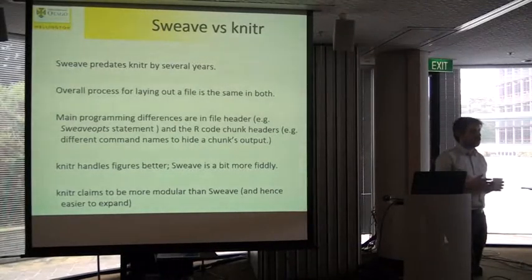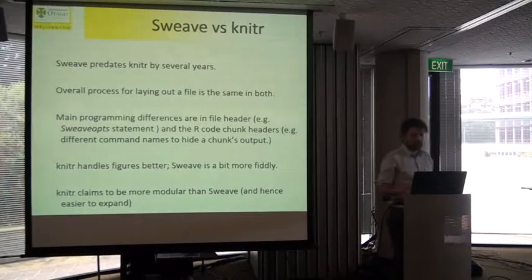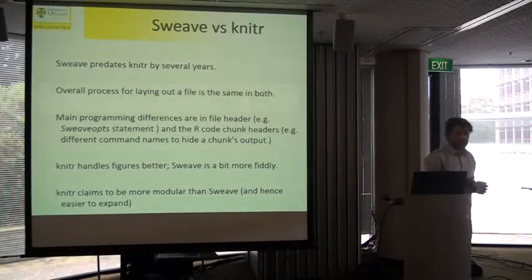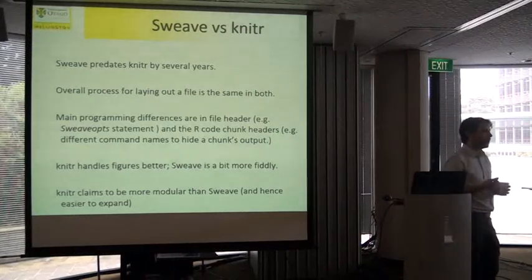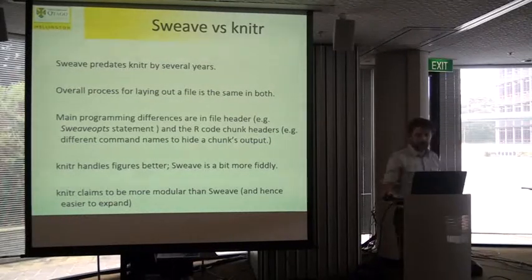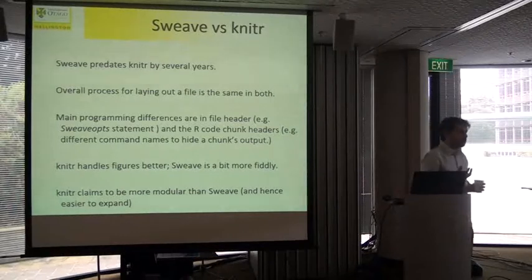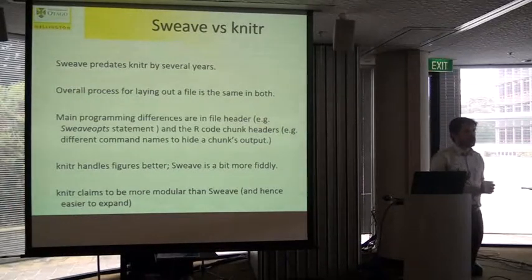If you have used Sweave before but want to convert a file to Knitr, there are some quite nice functions in the Knitr package that will convert your document for you as well. So from a programming point of view, the main differences are in the file header. You do need a few more options in the LaTeX file header, like the Sweave option we saw before, than in Knitr, and in the R code chunk header. I'll leave that for Tack to talk about in a second. But if you want to hide the output from a particular chunk of code, there's just a different way to specify that in Knitr than in Sweave.